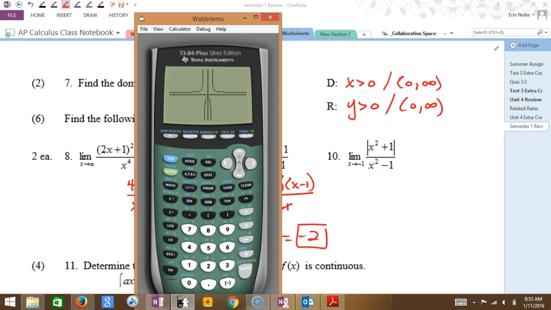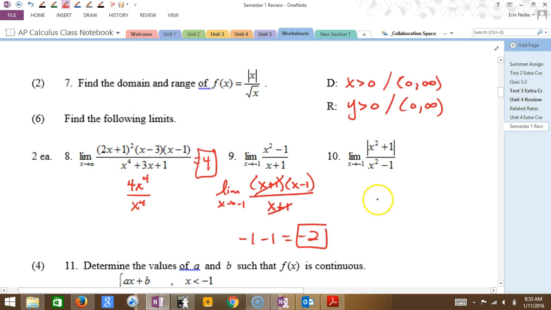Okay, so what's happening at -1? Doesn't exist. Okay, there is a vertical asymptote. So this is a does not exist.